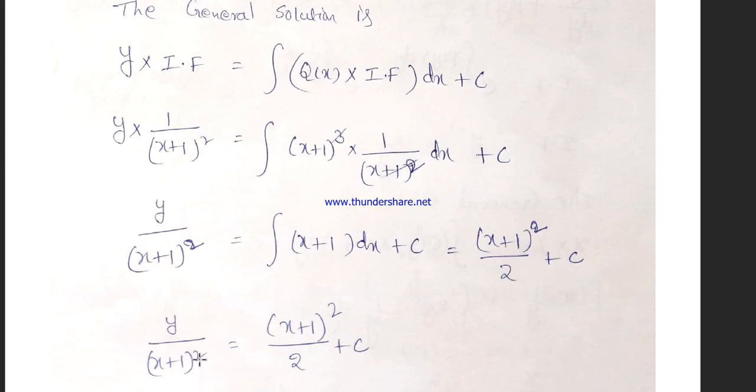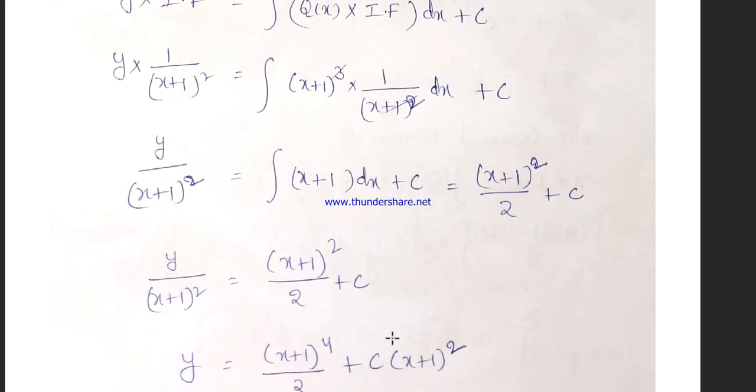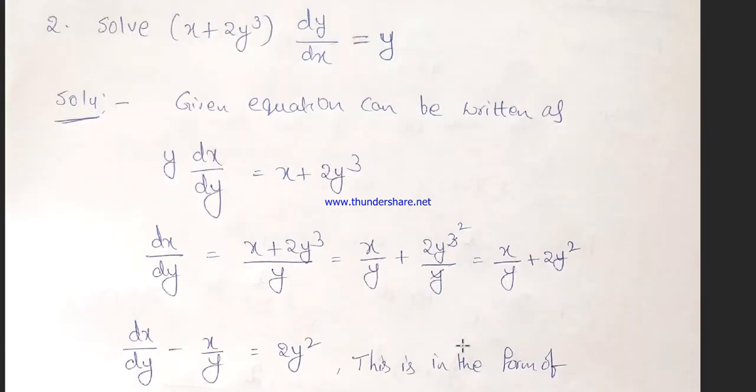plus c. We get y by x plus 1 whole square equal to x plus 1 whole square by 2 plus c. This is also right, as y is equal to, we can cross multiply this term, x plus 1 whole power 4 by 2 plus c into x plus 1 whole square. This is our required general solution for the linear differential equation.